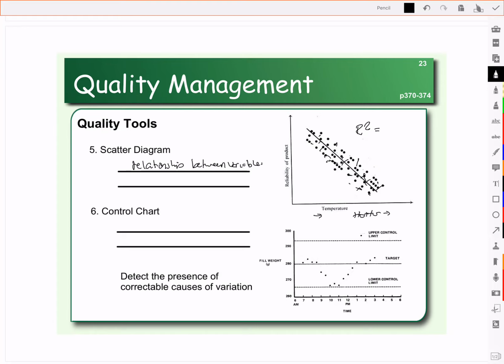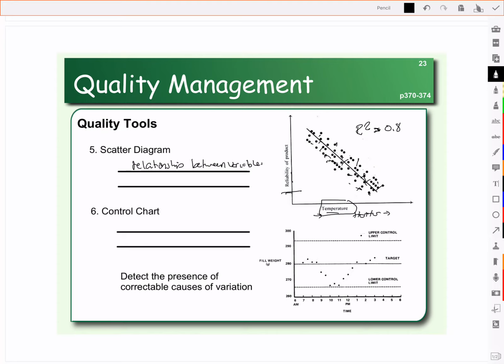It told you the percent of variation in your one variable, so the percentage of the change in temperature that explained the change in the reliability. So we can look for the R squared, and if you have a high R squared, we're looking really for 0.8 or higher, then you can use that variable to predict your other variable.